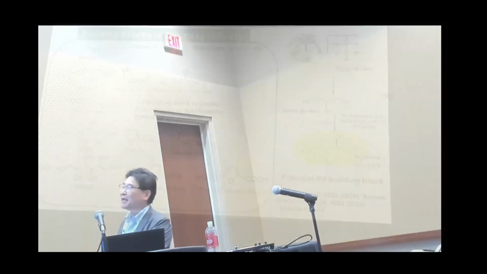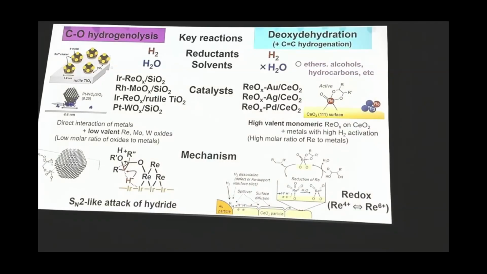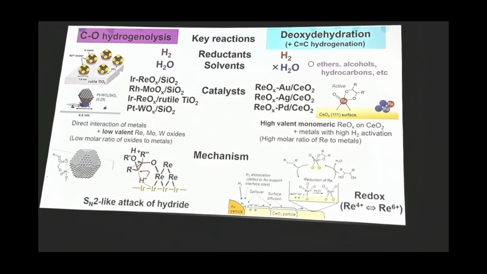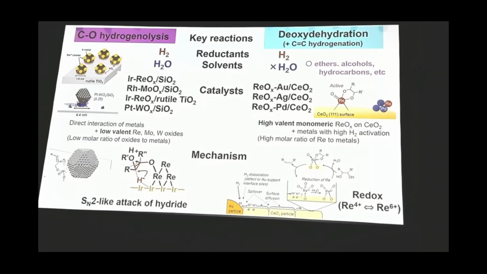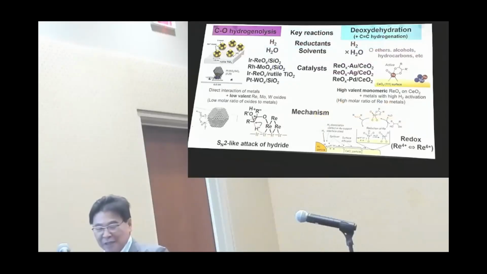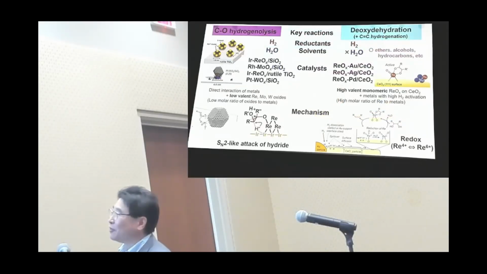We are developing catalysts for the C-O hydrogenolysis: iridium silica, rhodium molybdenum silica, and recently iridium rhenium supported on rutile and platinum tungsten catalyst. Today, we are focusing on deoxydehydration. We are developing this kind of catalyst, rhenium supported on ceria modified with metal particles, for example gold, silver, and palladium.